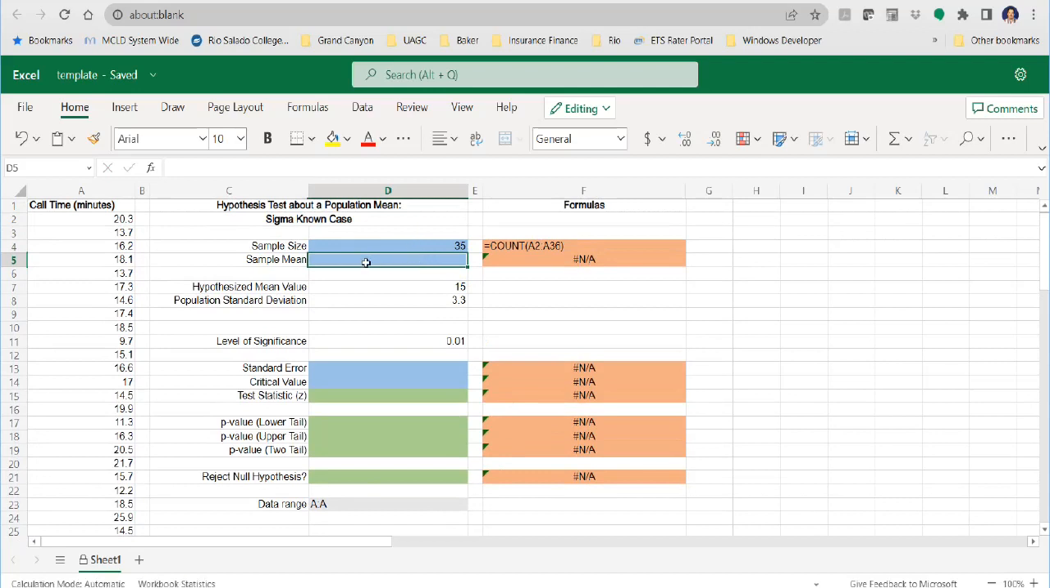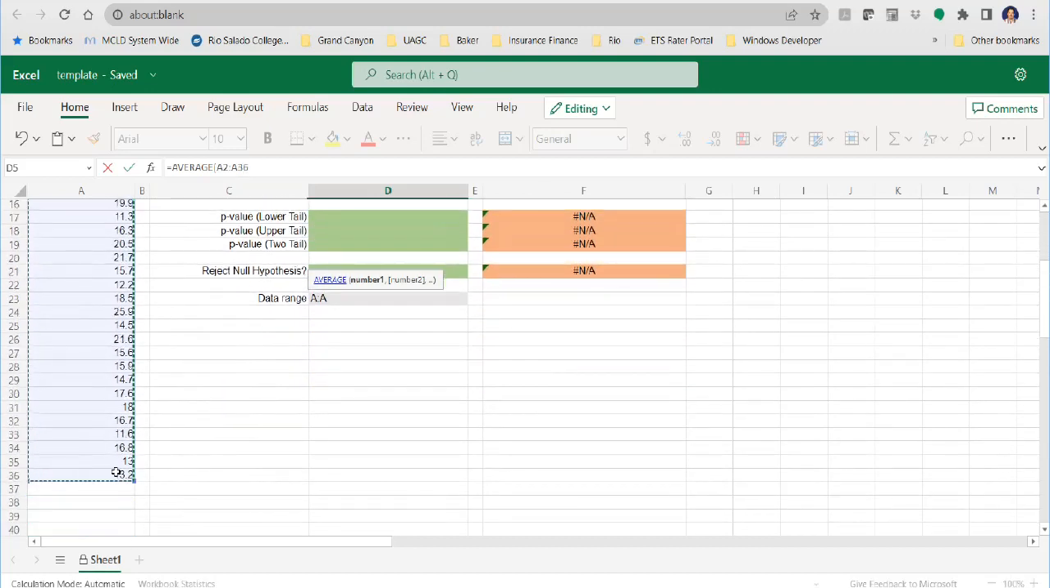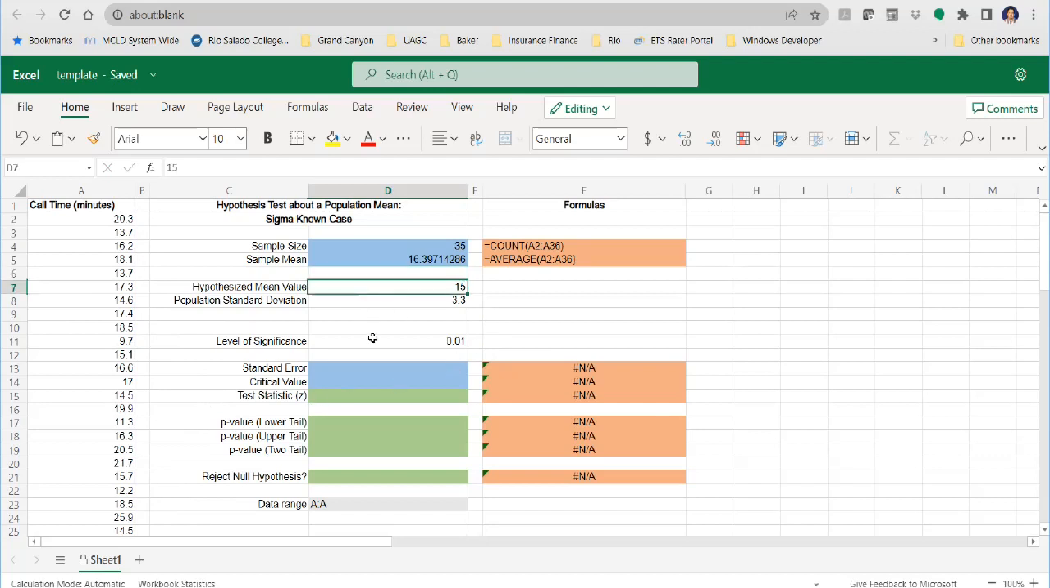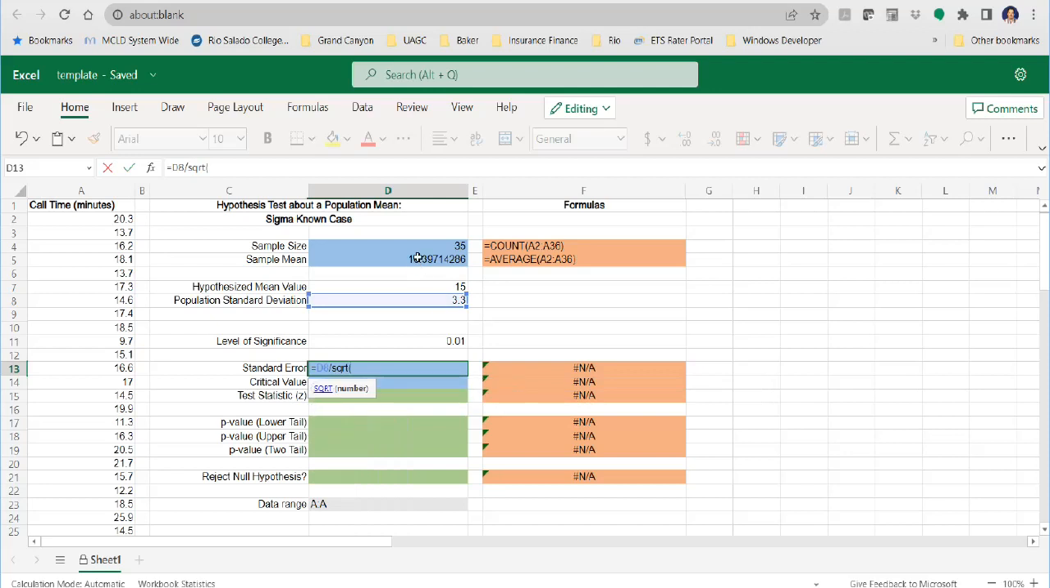Now, the mean, just like we did last week, we're going to do equals AVERAGE. That's the sample mean. And close parentheses. All right, here's the hypothesized mean value, the population standard deviation, which was given to us in the problem. It's already been entered for you, the level of significance, and the standard error. So the standard error is equals the standard deviation, which is right here, the population standard deviation, divided by the square root, and in Excel that's SQRT, of the sample size.